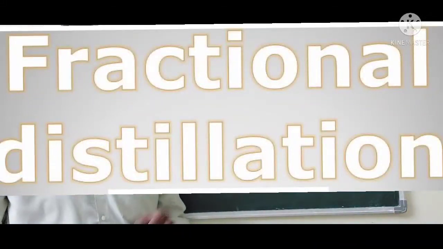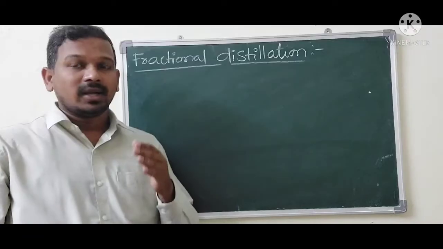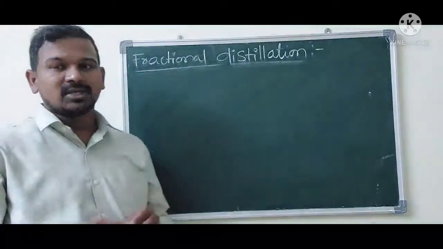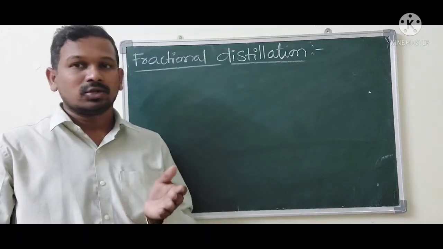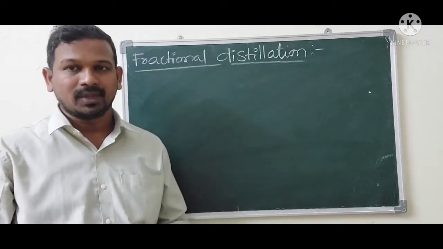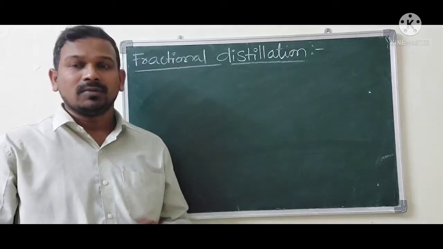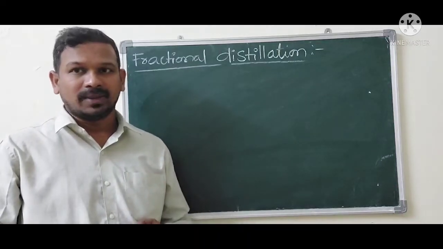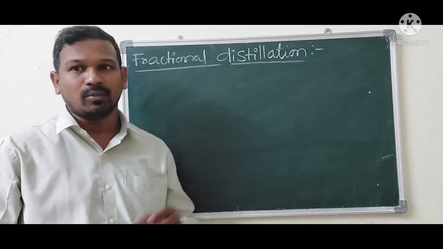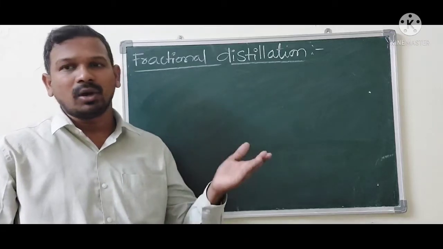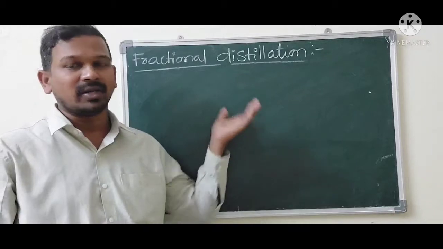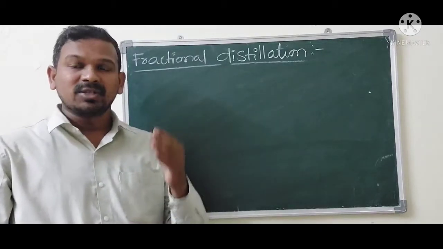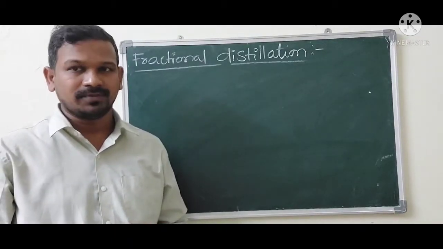Namaste children. Now we are going to discuss the fractional distillation process. In the simple distillation process, we separated acetone from a solution of acetone and water. How did it work? Because of the different boiling points. The difference between the boiling points is more than 30 Kelvin, so we can easily separate the miscible liquids which are inside the solution.